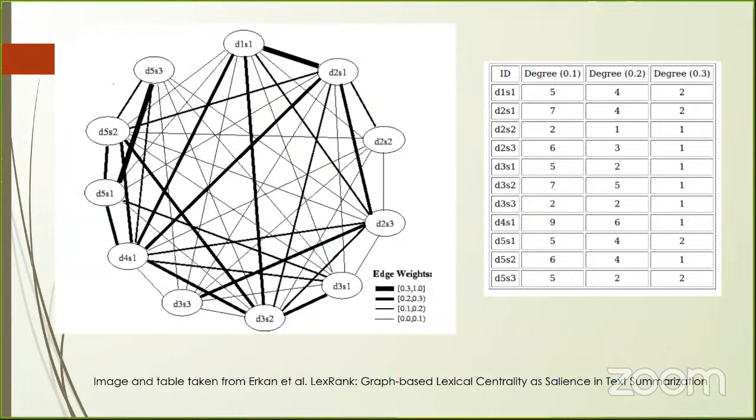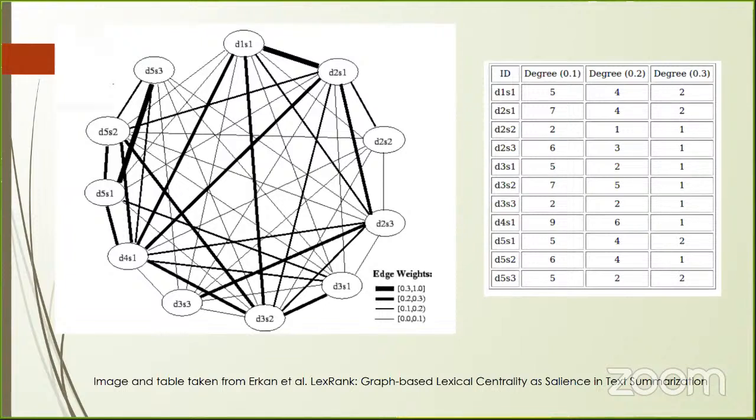And the edges between them are of different weights depending on how similar those sentences are. So if the similarity is above 0.3, then they have the thickest edge. There are only two such cases between D1S1 and D2S1. And the other one is on the left side between D5S3 and D5S1. So there are only two cases where your edge weight are above 0.3. Likewise for other cases. So how would you define degree of these nodes?